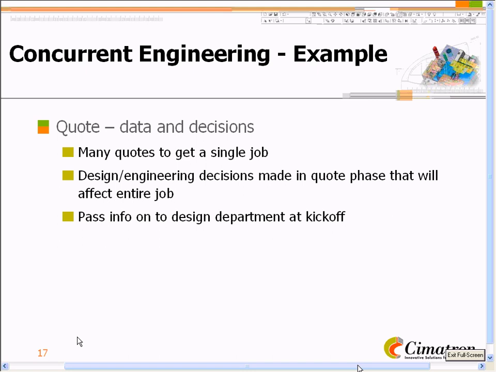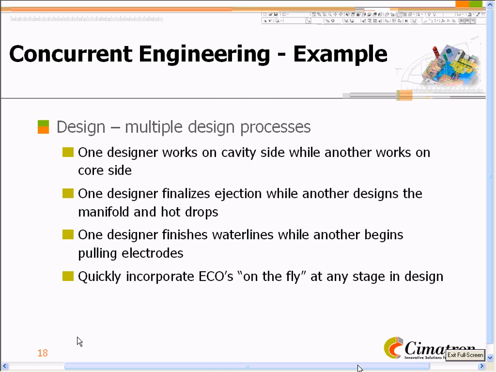A good quoter will look at the tip positions and look to find slide actions, undercuts, or lifters. He'll consider if this is a hot runner job, on and on, the many decisions that are required that affect the cost of the job. And the question is now, if those decisions are made, are they documented well enough that that information could actually be passed on to the design department at kickoff, thereby giving the design that much more of a head start.